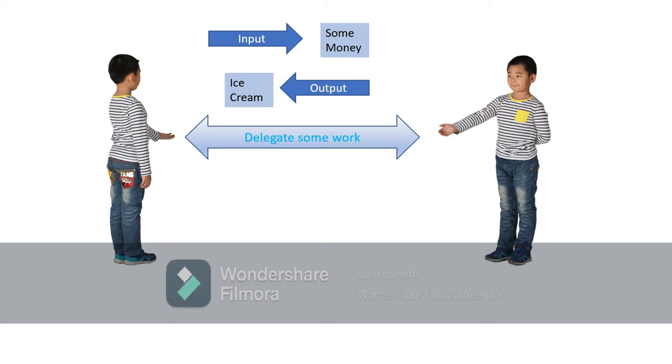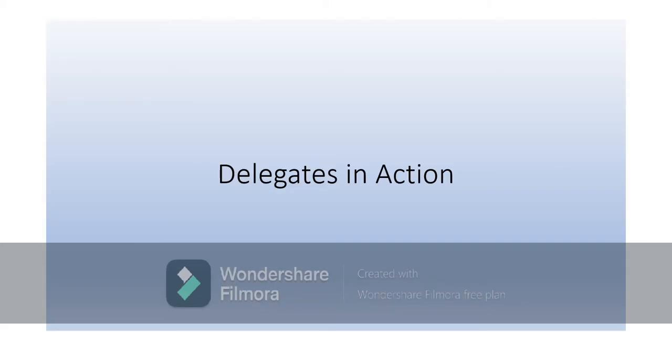So the delegate defined here tells that there will be an input which is some money, and the return type or the output of this method will be ice cream. And in this case, Shaw is acting as an event raiser because he is making some request for some work to be done, and his brother Sinjin is acting as an event handler because it's he who does the actual job. I think that should be pretty interesting to understand the theoretical concepts about delegates. Let's now dive into the code and let's see delegates in action.